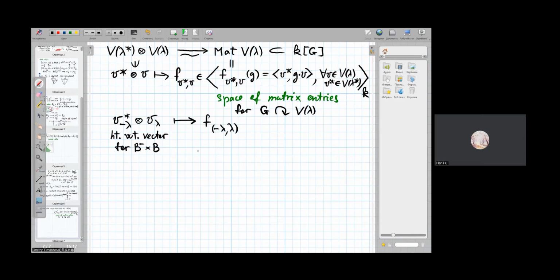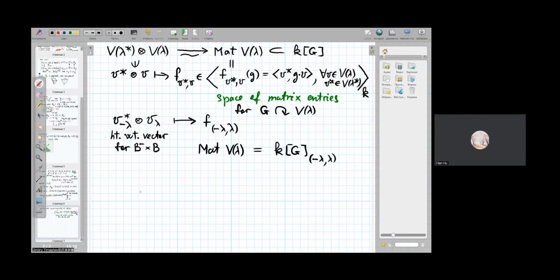So in our previous notation, this space of matrix entries is what we denoted previously as K of J sub minus lambda, comma lambda. This is the irreducible summand in K of J with this highest weight, minus lambda, comma lambda. Okay? So we describe the decomposition of the coordinate algebra of G into irreducible G cross G submodules.